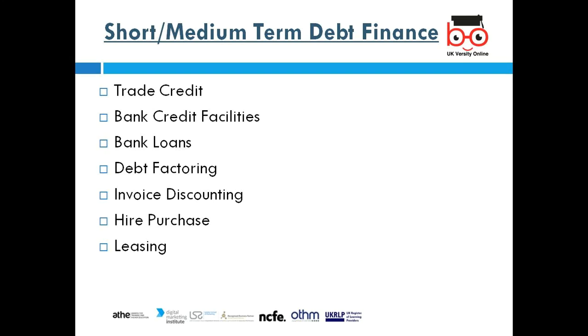Hire purchase, yes, we can hire the thing on a hire purchase agreement, which is quite popular when we need, like, a car on hire purchase, HP. You may have heard the short abbreviation. Leasing has two types: finance lease and operating lease.